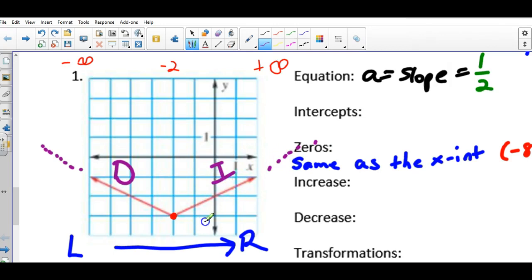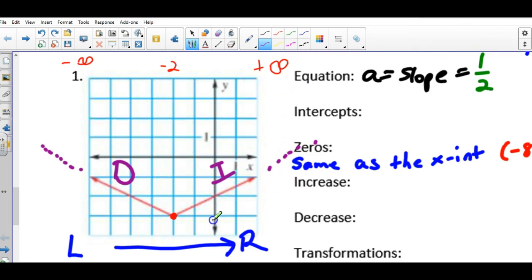Now, I got to scale that. How we scale that is in terms of the x values. And how I teach my students is write down what you know. We know that way out here is negative infinity. We know that the vertex is right here at negative 2, and we know that way out here to the right is positive infinity.